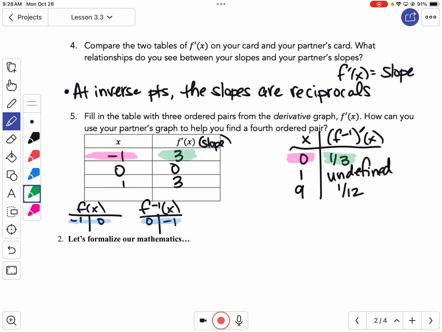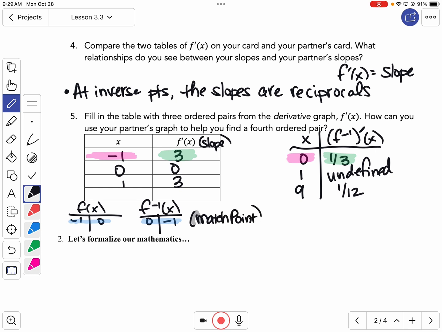I refer to these as, what did I call them last year? I can't remember. I called them some weird name and it helped us to remember. I don't know. All right, but they're just inverse points. I think I refer to them as a match point.